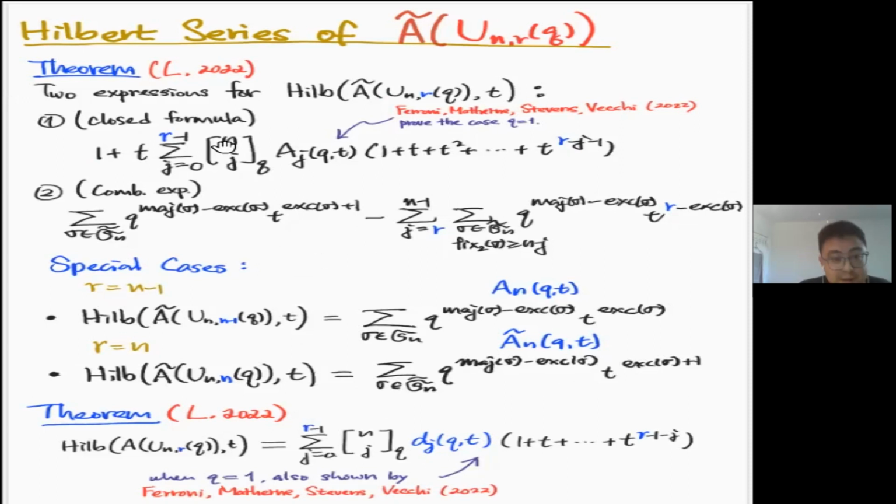And you can see that if you recall Hamilton, Rao, and Simpson's result, they only have one expression, this combinatorial expression. So we also found that for the Chow ring case, we have a similar closed formula expression like these. But instead of the augmented Chow ring case, this is the Eulerian polynomial, but here this is the d_n(q,t), which is counting the derangements. And so these two expressions when q equals 1, this is also independently found by Ferroni, Matherne, Stevens, and Vecchi in 2022.